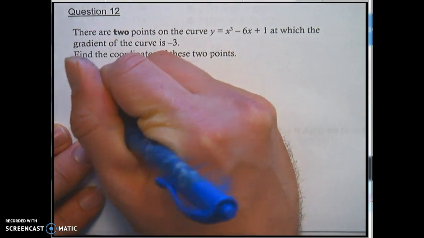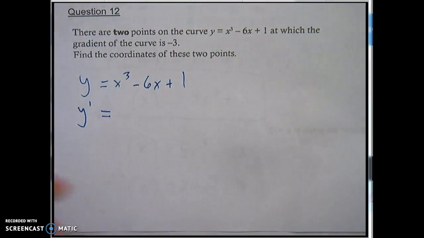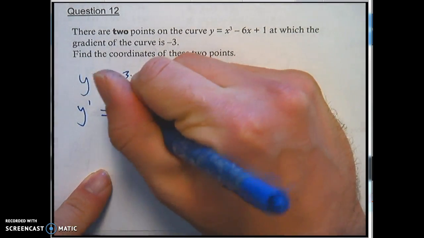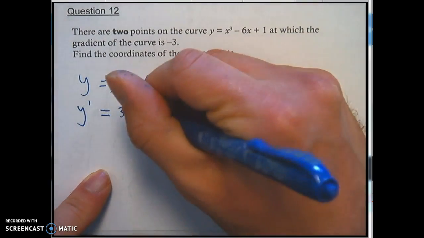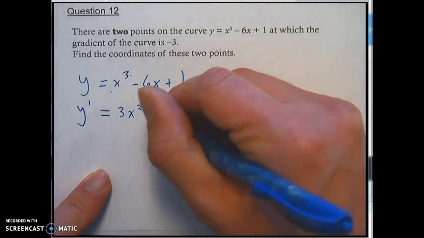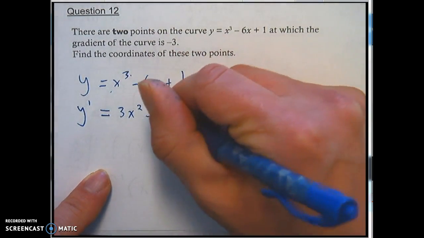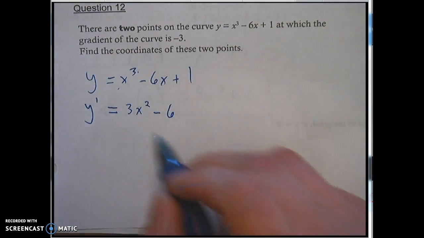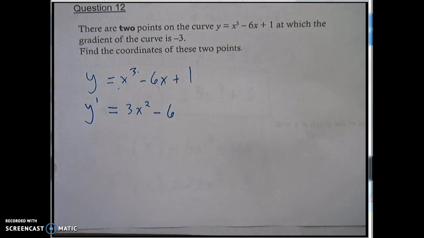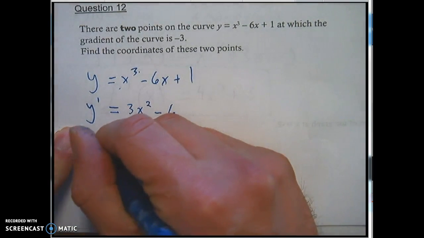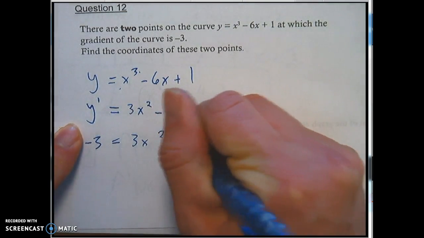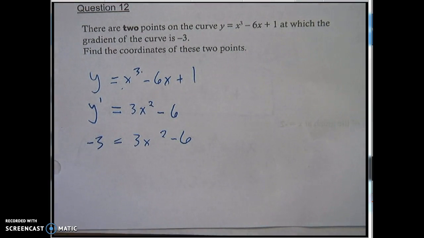I'm trying to find y prime, which is the gradient function, which is the first derivative. 3 times 1 is 3. X to the 3 minus 1 is 2. Minus 6 times 1 is just negative 6, x to the 0th power. It's 3x squared minus 6. Now, I know that the gradient of the curve is negative 3, so I'm going to plug in that negative 3 where the gradient belongs, and I'm going to solve for x.